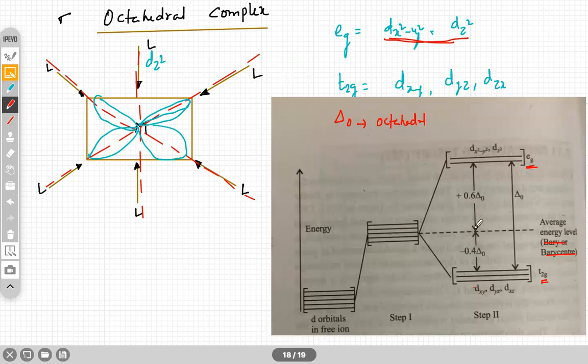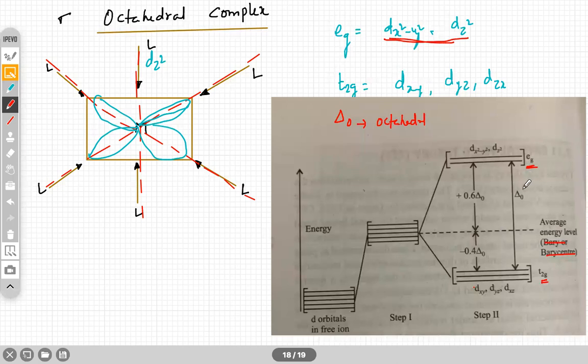This is the splitting. And all these are experimental, how the orbitals split. But then how do we determine whether the splitting is large or less, even though the fraction is the same? See, this delta O value depends upon the complex.